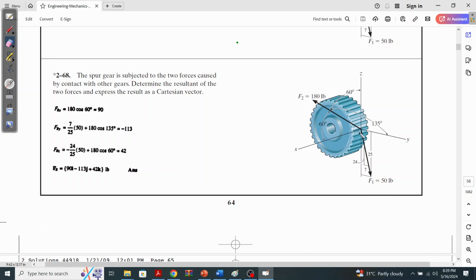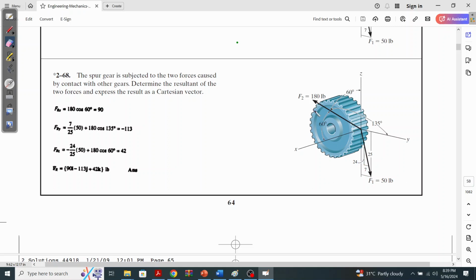It is making angles with the z-axis and the y-axis. F1 is unique because they have given you the direction cosines of F1 from the x-axis, the y-axis and the z-axis. He says calculate the resultant of the two forces, which means F1 and F2.